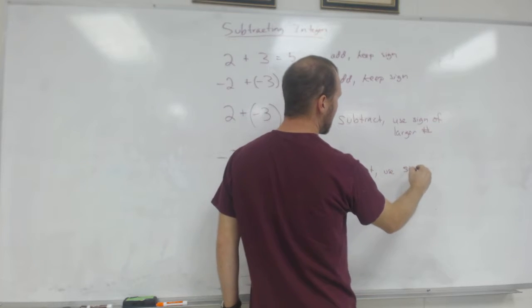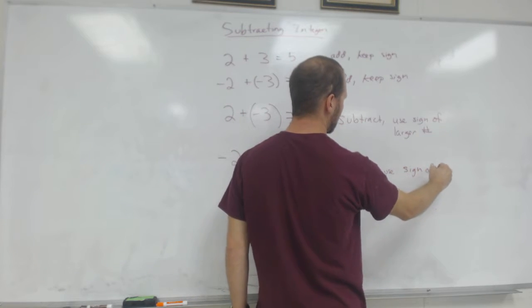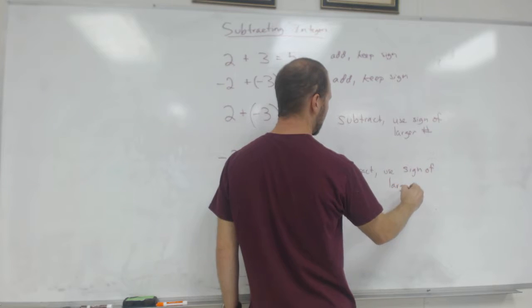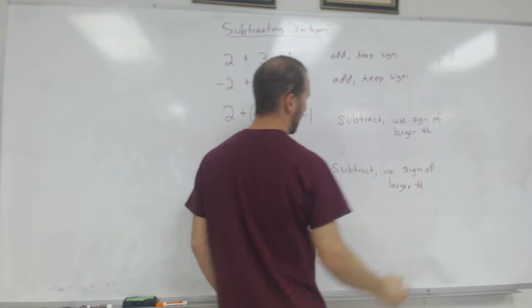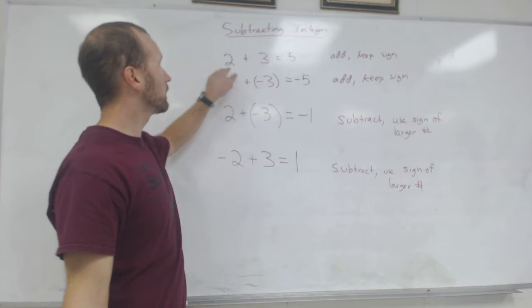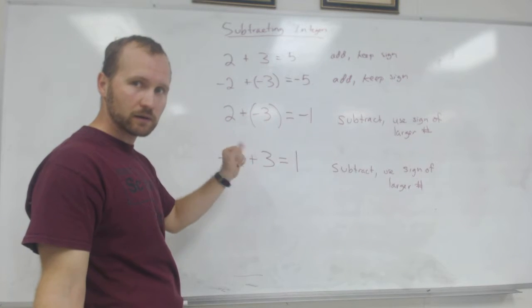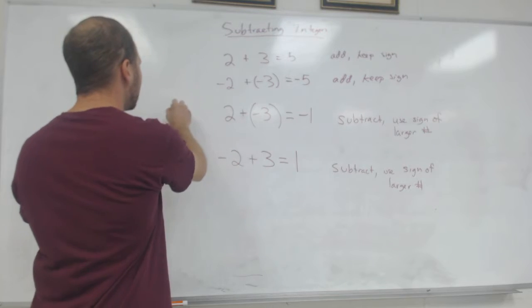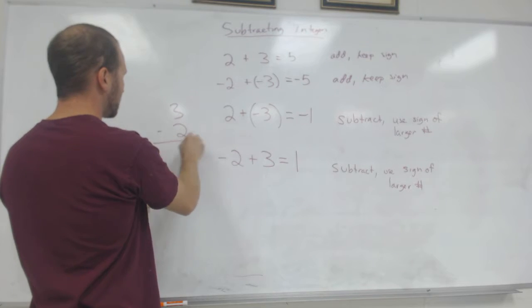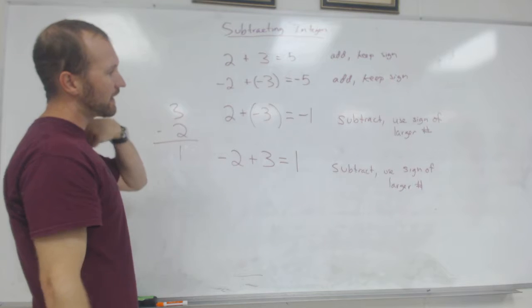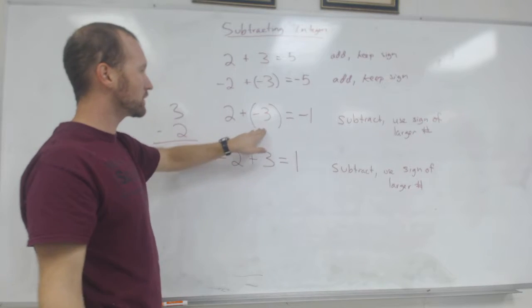Right? So same signs, I keep the sign and I add the numbers together. Different signs, I subtract the numbers. I always subtract the smaller number from the larger number. 3 minus 2 is 1. But then I just use the sign of whichever number is actually bigger.